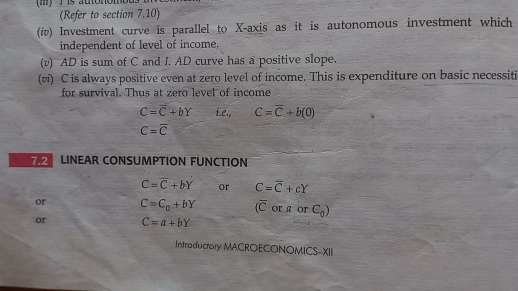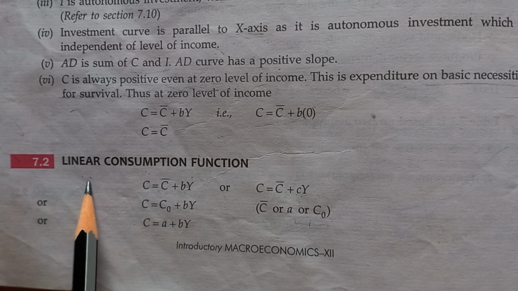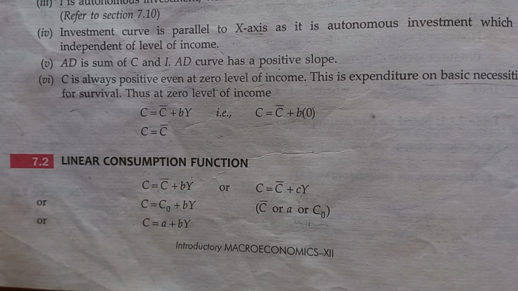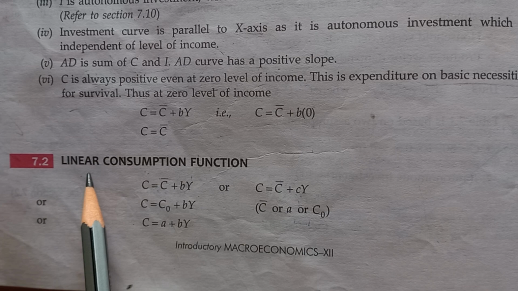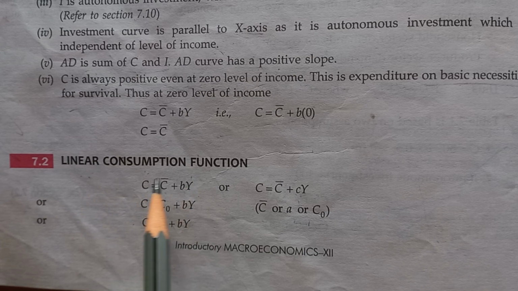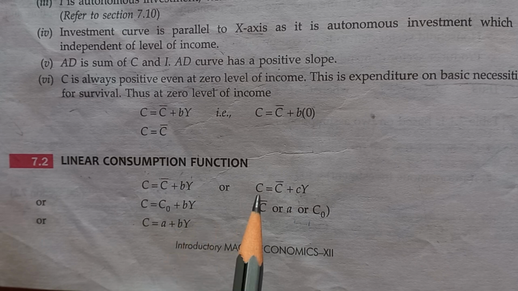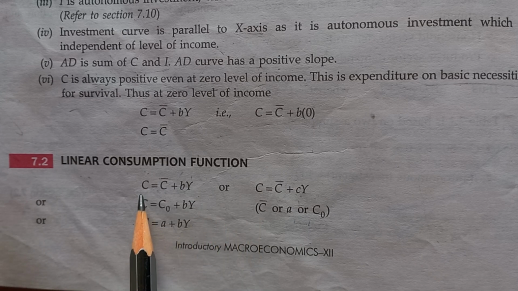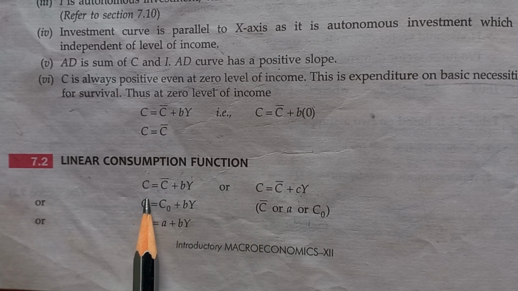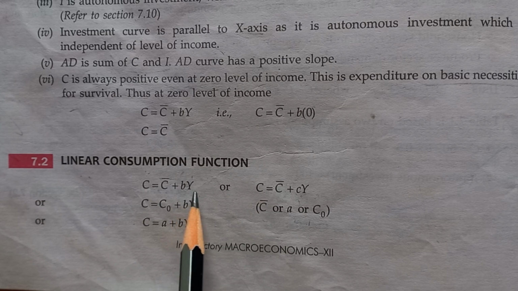From chapter 7, aggregate demand, aggregate supply and related concepts, we are going to learn the linear consumption function. Linear means a straight line which shows the function of consumption in the diagram when we learn. So here the formula given for that is C = C̄ + By.